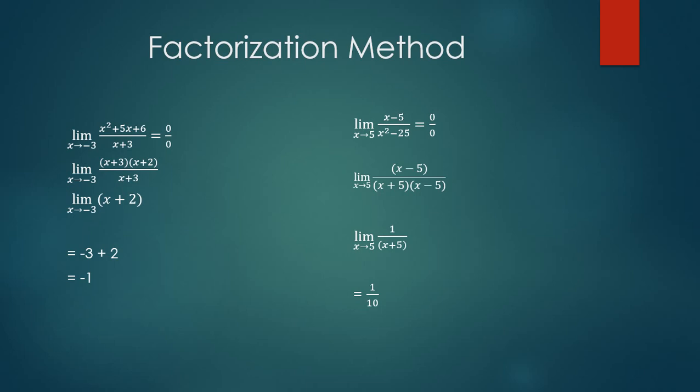So for this function, as x approaches 5, the function will approach 1/10. As the x values get closer and closer to 5, remember the x value is on the x-axis, right? Whether you're going from the left or from the right, the function will approach 1/10. So f of x will approach 1/10, or the corresponding y value would approach 1/10.